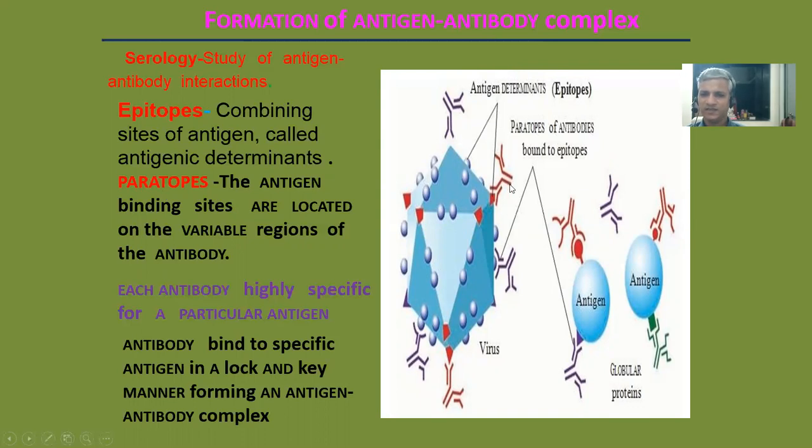You can see here in this figure, the paratopes of antibodies can bind with specific antigens, or to the epitope of the antigens. Each antibody molecule is highly specific for the particular antigen. Antibody binds to the specific antigen in a lock and key manner, forming an antigen antibody complex.